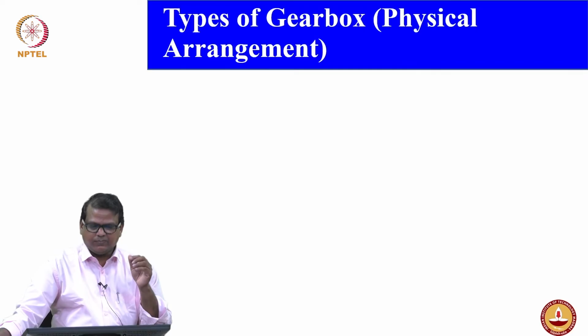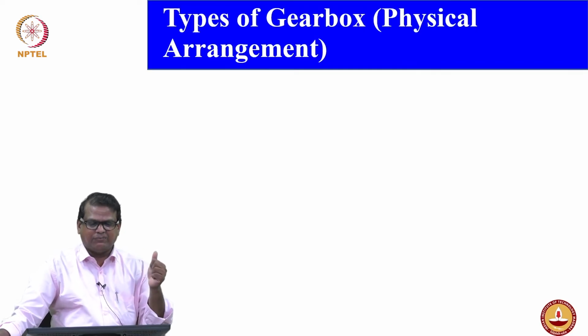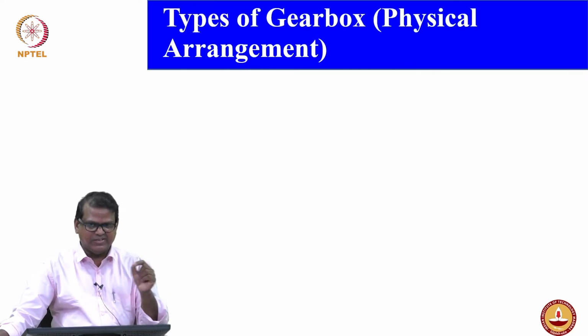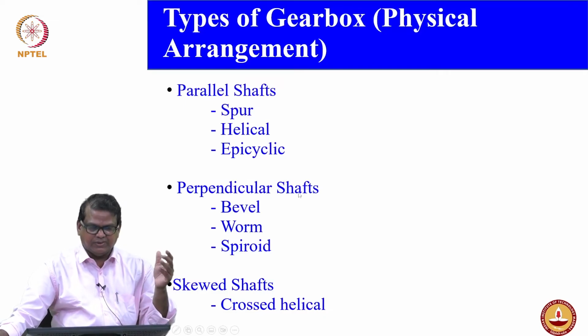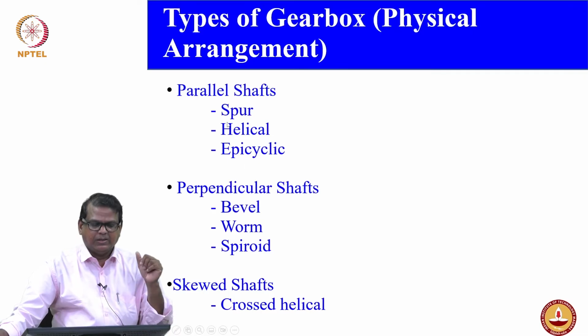Now we will go to the types of gearbox when talking about physical arrangement. You can have a parallel shaft arrangement, a perpendicular shaft arrangement and a skew shaft arrangement. When you talk about parallel, you will have spur, helical and epicyclic; perpendicular has bevel, worm and spheroid; and this cross shaft is crossed helical. This is the way of configuration.